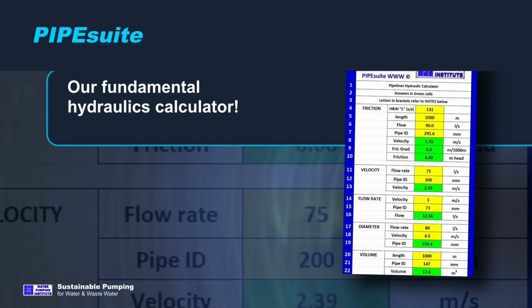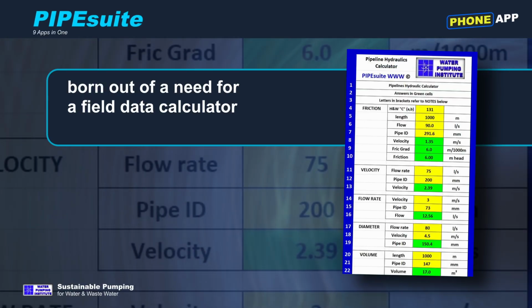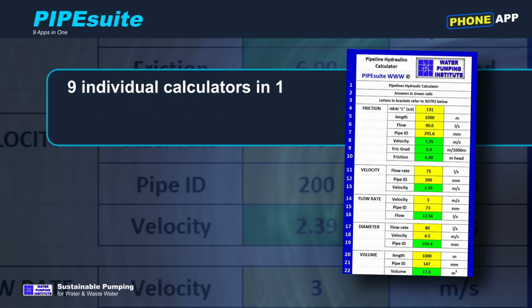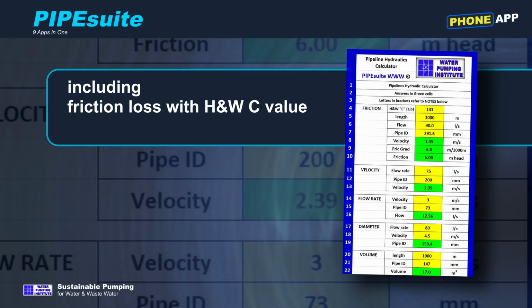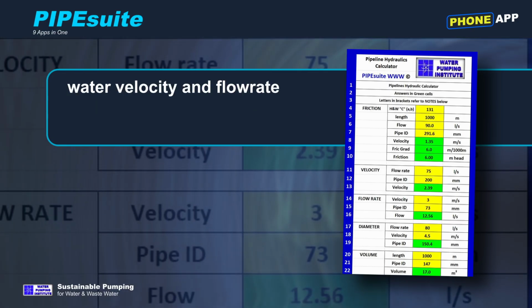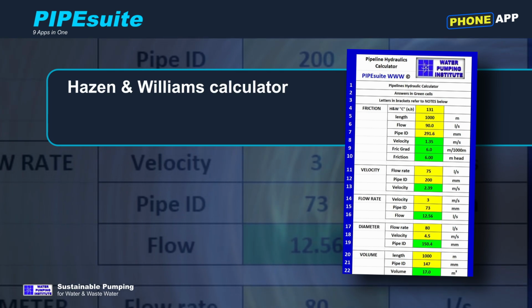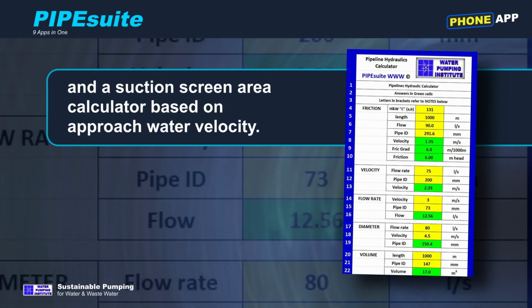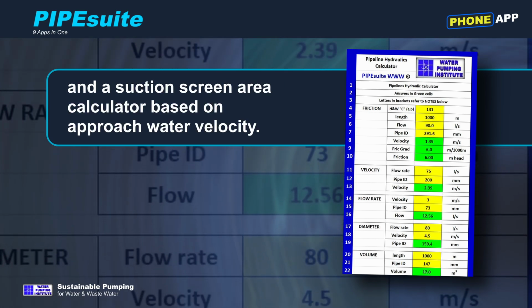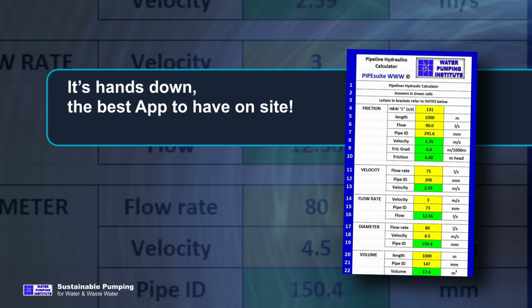Pipe Suite is our fundamental hydraulics calculator. It was born out of a need for a field data calculator and has 9 individual calculators in one, from friction loss with H&WC value, pipe diameter, water velocity and flow rate, plus water transit time, pipe volume, Hazen and Williams calculator, and a suction screen area calculator based on approach water velocity. It's hands down the best app to have on site.